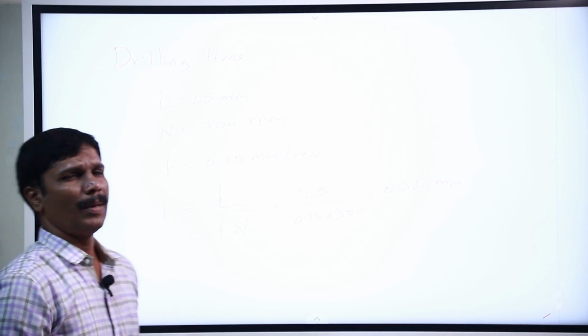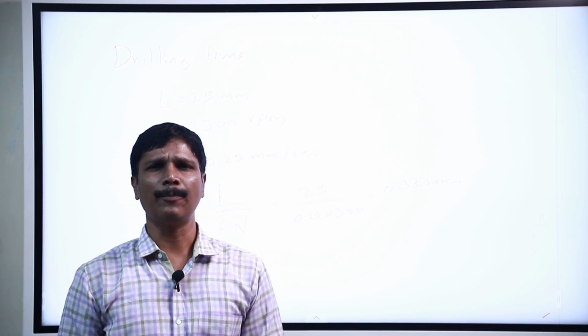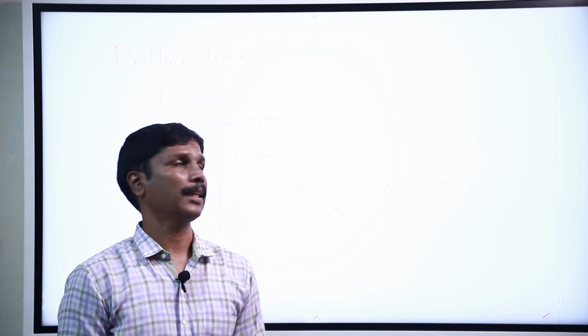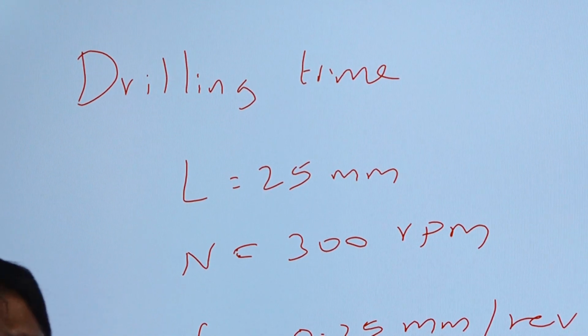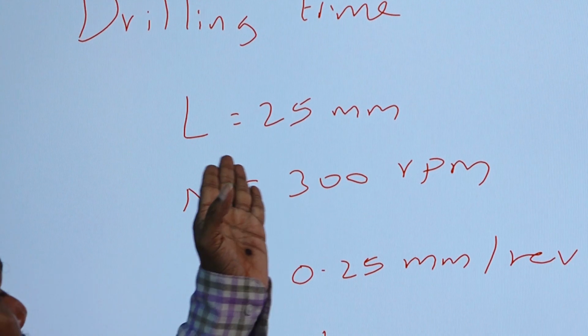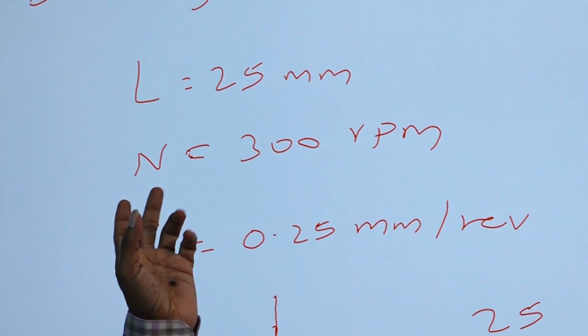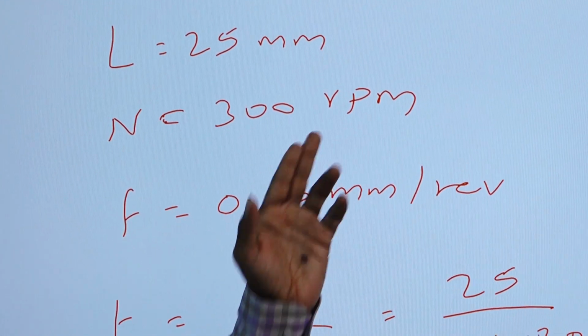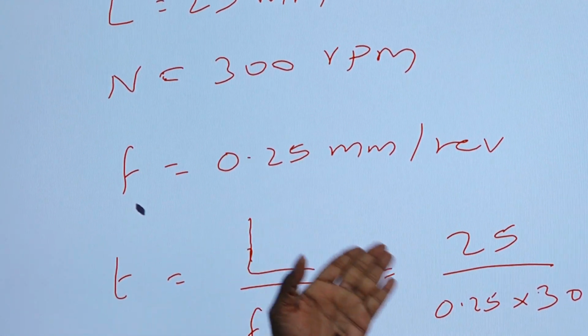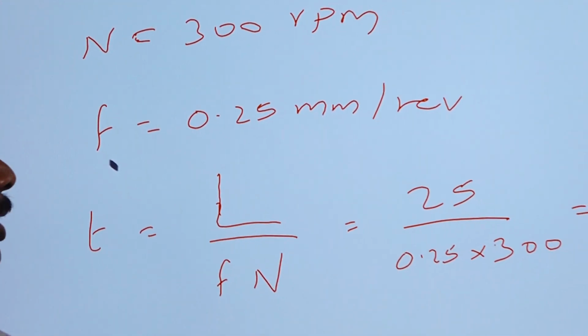Machining time calculation is one of the important aspects of machining. Here we are going to calculate drilling time. The length to be drilled is 25 mm, or thickness is 25 mm, n equals 300 rpm and f equals 0.25 millimeter per revolution.